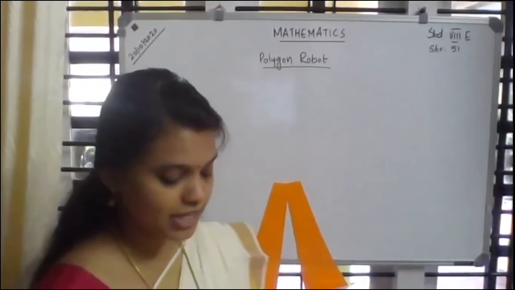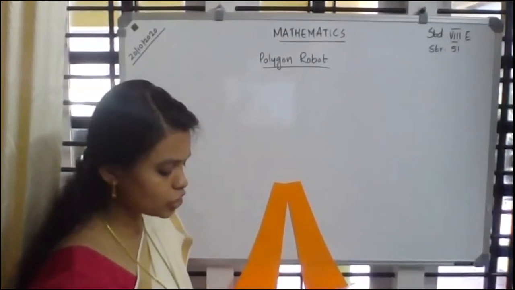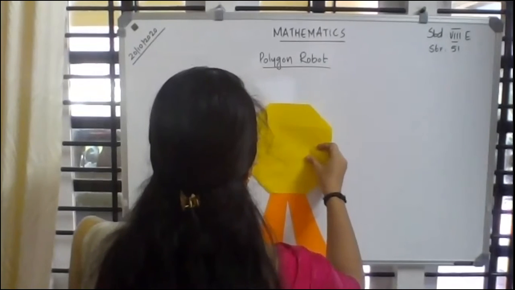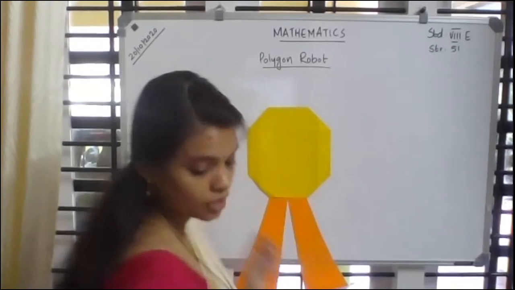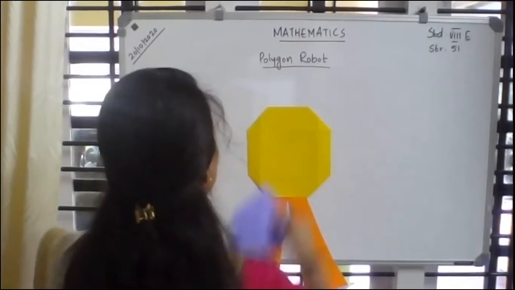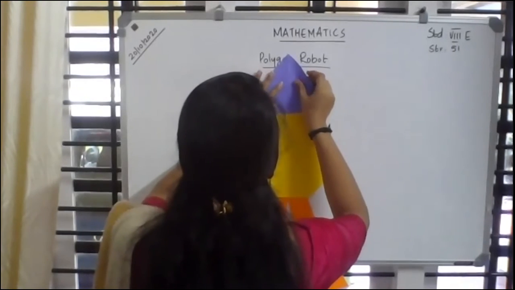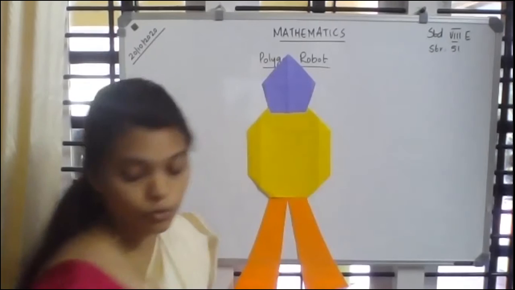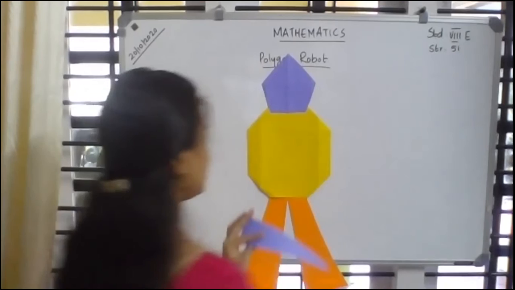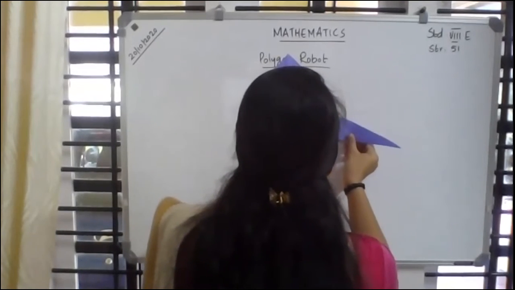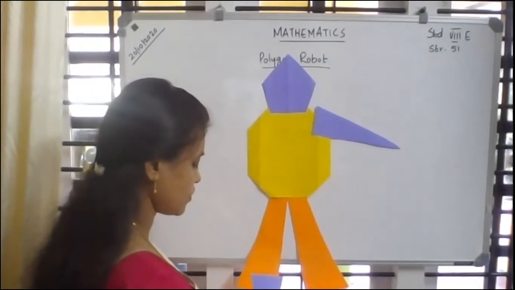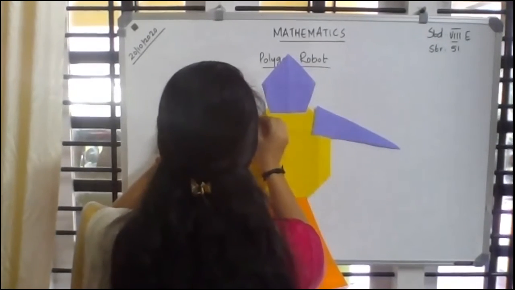Now we need a body, isn't it? Now I'm going to place the body of the robot. We have to say what all shapes I have used, isn't it? Now we want a head. So I am placing the head of the polygon robot. Now we need hands for the robot. You need 2 hands.